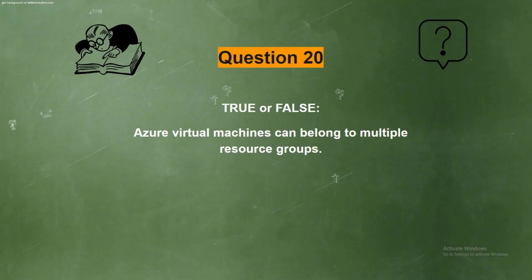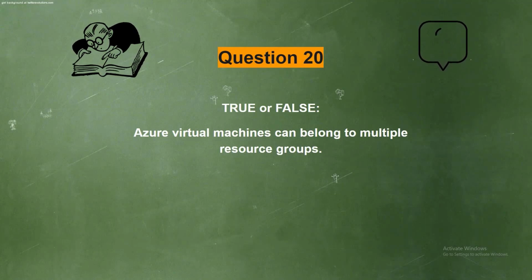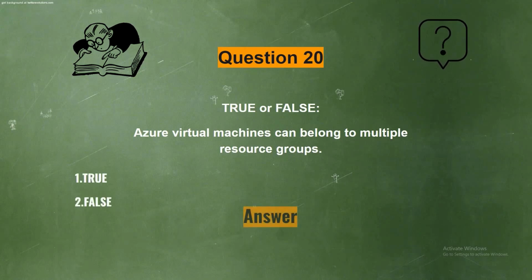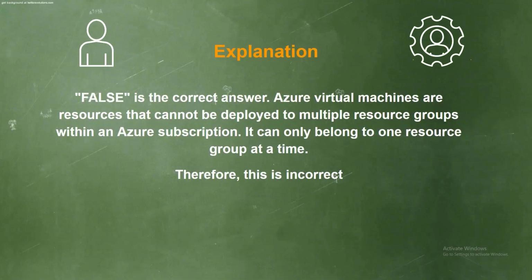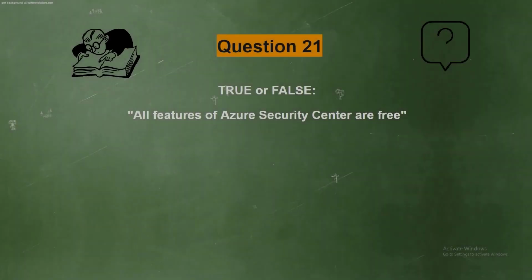Question 20. True or false? Azure virtual machines can belong to multiple resource groups. True or false? And the answer is false. Explanation. False is the correct answer. Azure virtual machines are resources that cannot be deployed to multiple resource groups within an Azure subscription. It can only belong to one resource group at a time. Therefore, this is incorrect.